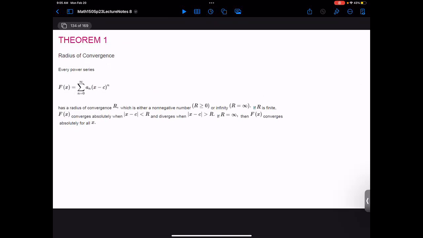And so it says that there is some number r, which is greater than or equal to 0. It could be infinity. If r is finite, then f of x converges absolutely when |x minus c| is less than r and diverges when |x minus c| is greater than r. If r equals infinity, then it converges for all x. So there's a way to determine for any power series this magic number r, and it will tell you if |x minus c| is less than r, it's going to converge absolutely. If it's greater than r, it's going to diverge. So the question, of course, is how do we calculate what r is?